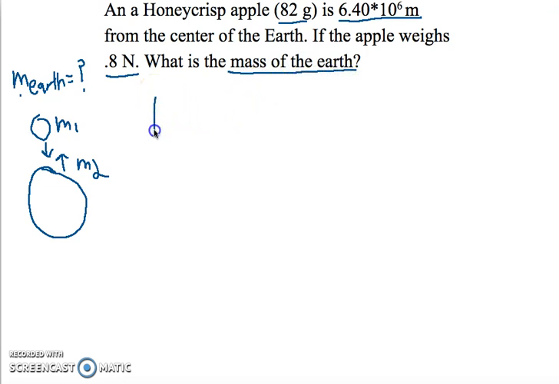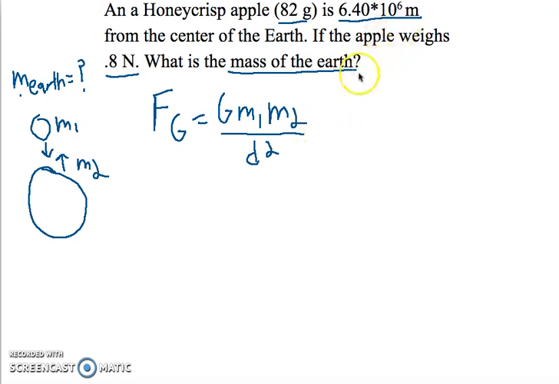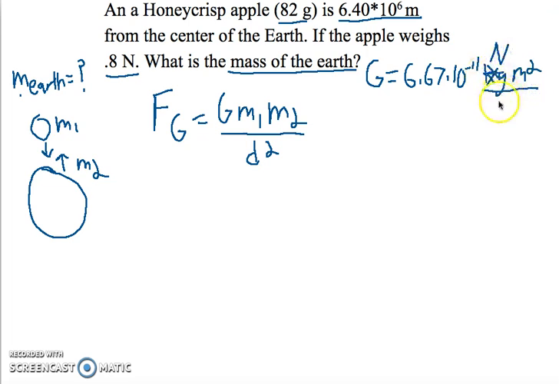So let's write out the law of gravitation. Again, F = G m1 times m2 over d squared. So again, we actually know a lot of this, and this will let us find what the mass is, or the mass of the Earth. So we actually know G, big G, it's 6.67 times 10 to the negative 11th newton meters squared over kilograms squared.